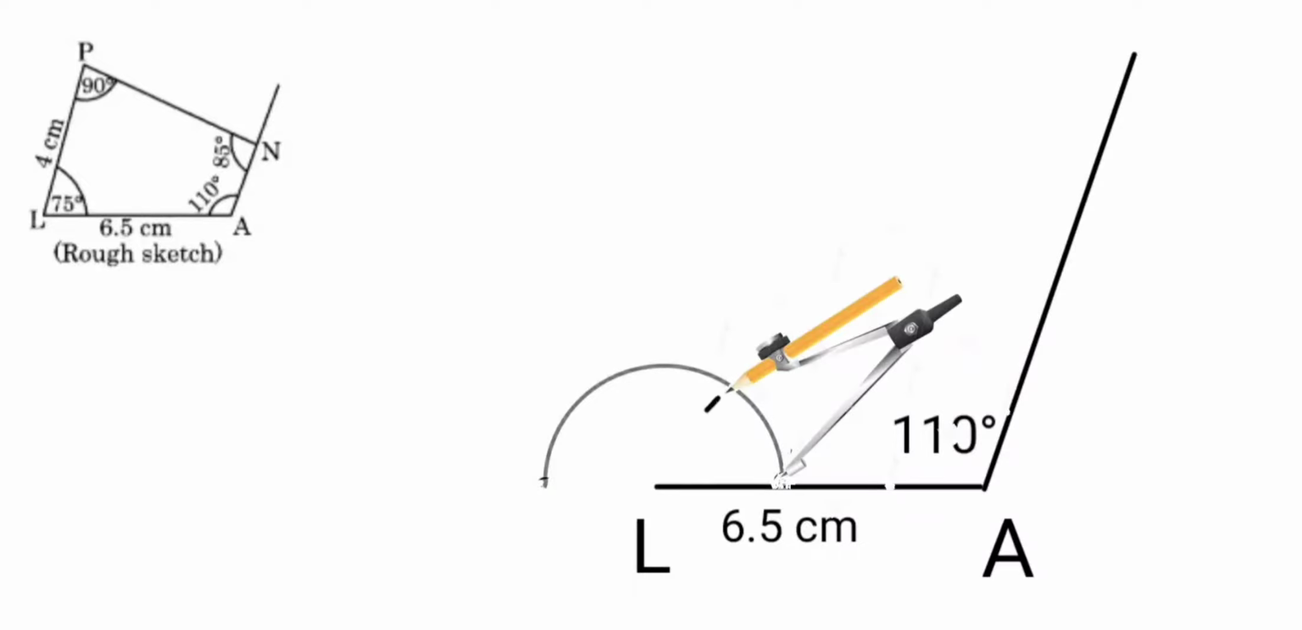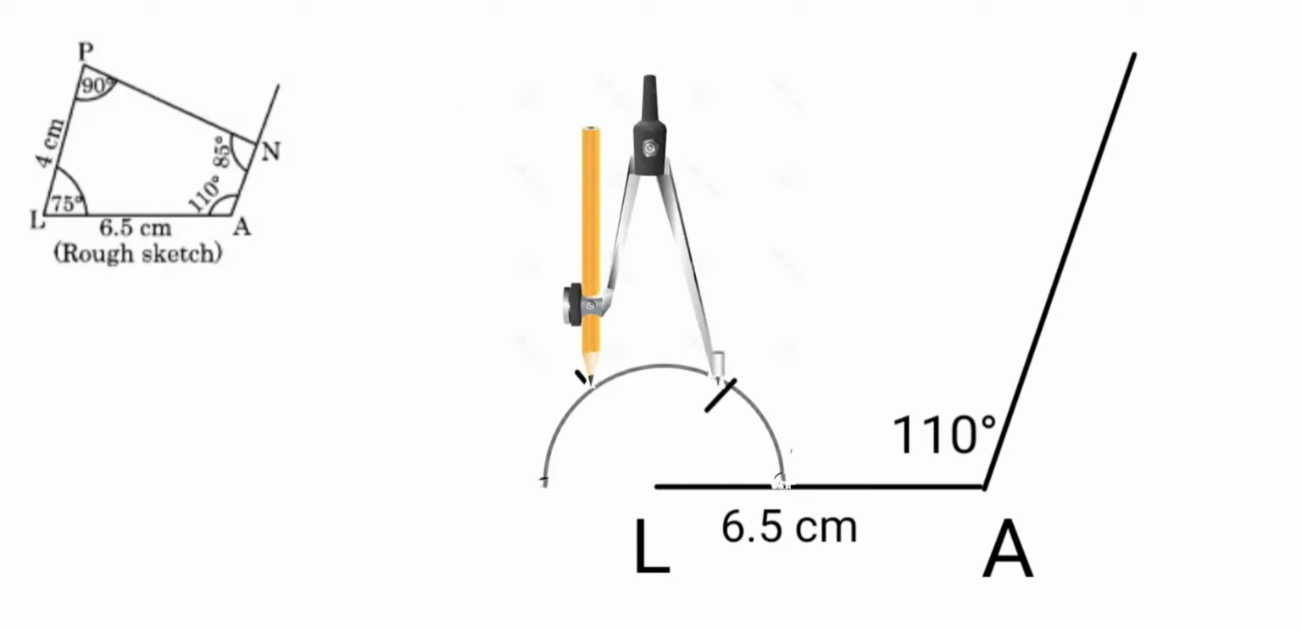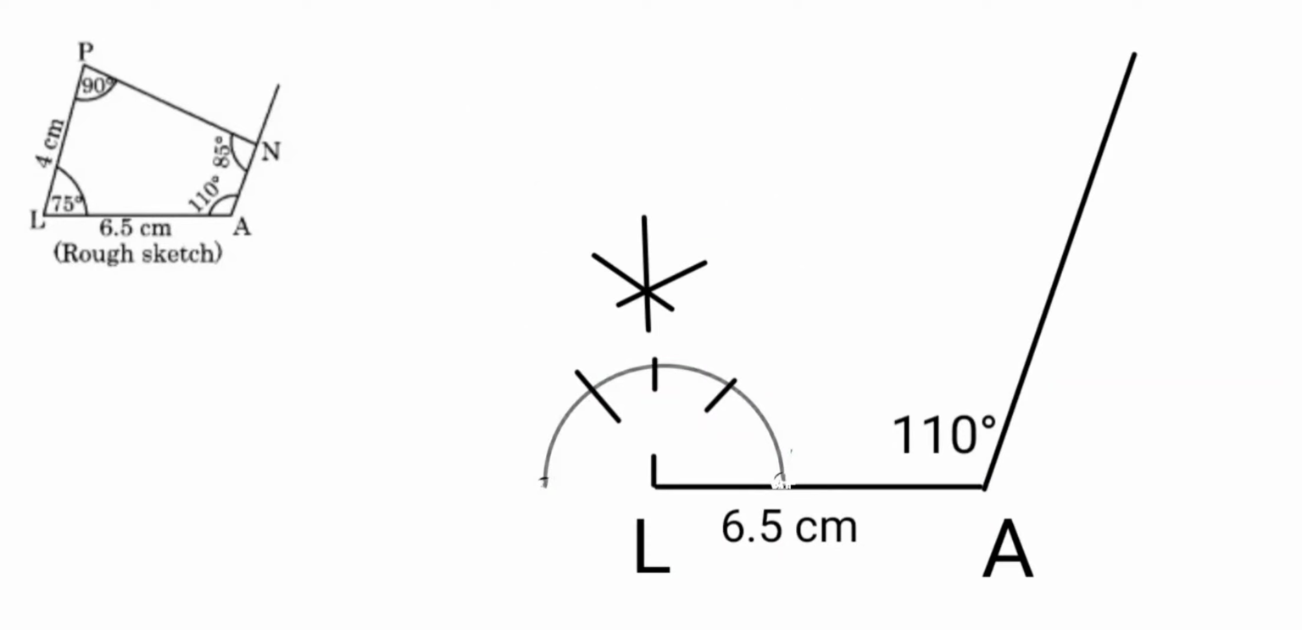Similarly, take L as center and make an angle of 75. How can you construct 75? Take any convenient radius and bisect 60 and 120, we get 90, and when you bisect 90 and 60 we get 75. Take 90 as a center and 60 as a center, then we get 75. Extend the line, we get the measure of angle L equal to 75.